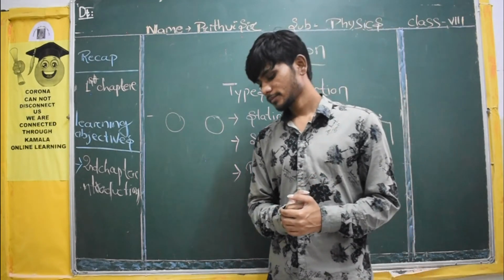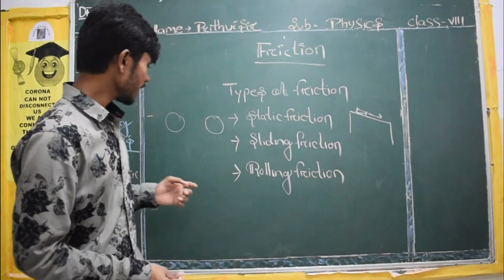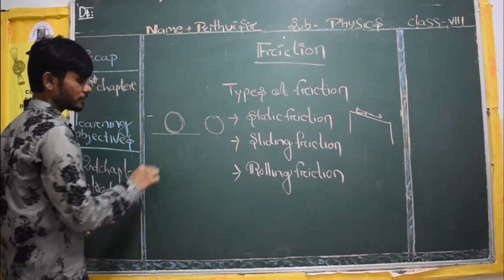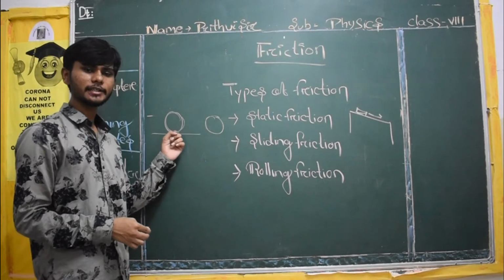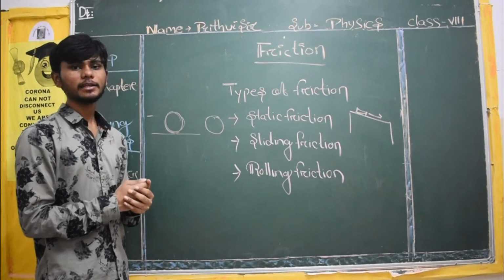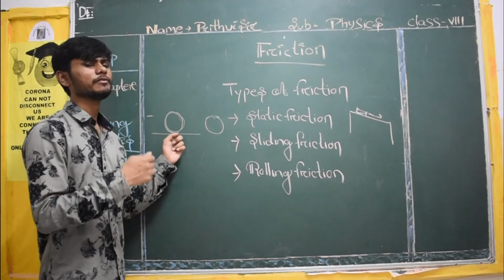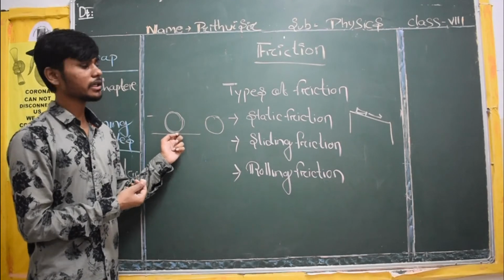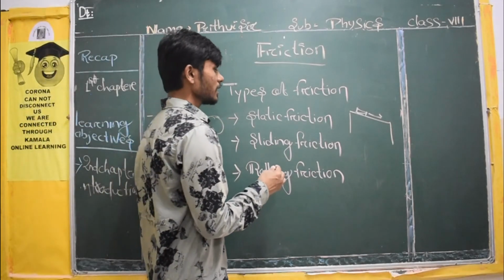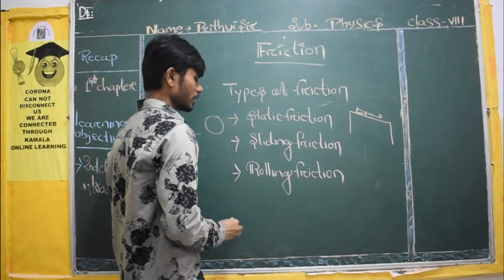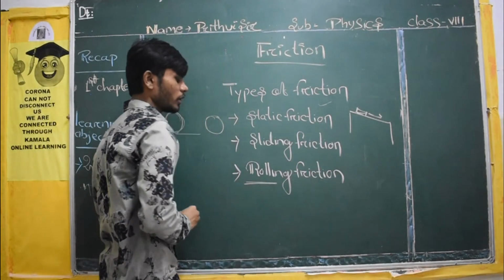Why? See, the area of contact is very small now. Here, only a point is connected with the surface. Not the entire box is connected, right? Only a small area is connected. If the area is less, then the friction will be reduced. So students, in these three cases, the highest amount of frictional force is at static friction. The least amount is at rolling friction.